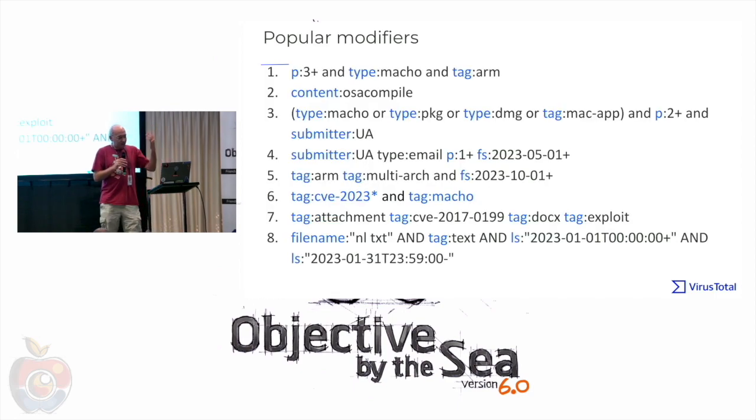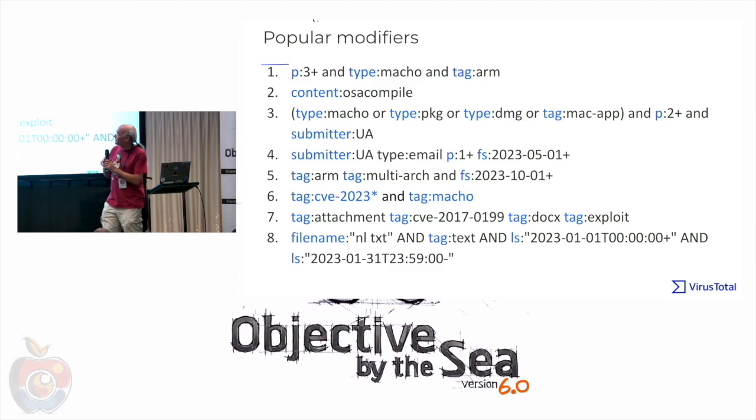There are 50 different search modifiers. I don't want to go through all of them, but here are some popular ones. The first one would be like p:3+, which is 3 or more AV detections, file type of Mach-O, with an ARM CPU type compiler.